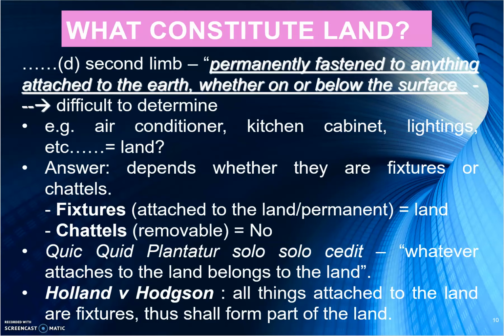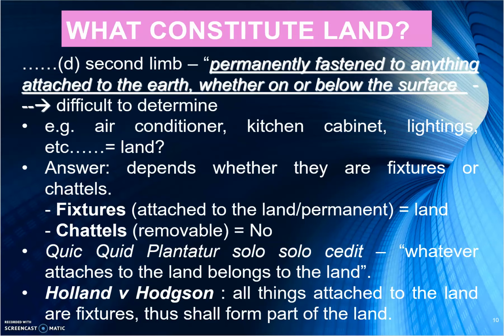But for our purpose, we need to understand whether those things, air conditioner, kitchen cabinet, lighting, fans, everything, is part of the land. Now, the answer depends on whether they are fixtures or chattels. Another name for chattels is fittings. So if someone talks about fittings, it also means chattels. Fixtures are things attached to the land which are permanent. So when it's permanent, we call it land. But when it's a chattel, it is removable, it's not part of the land.